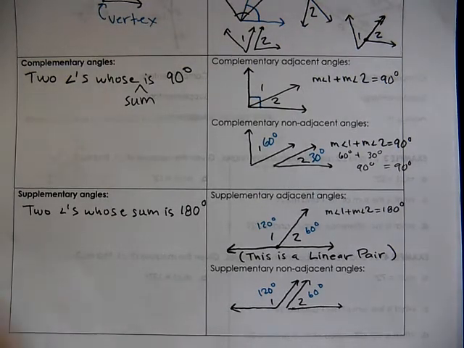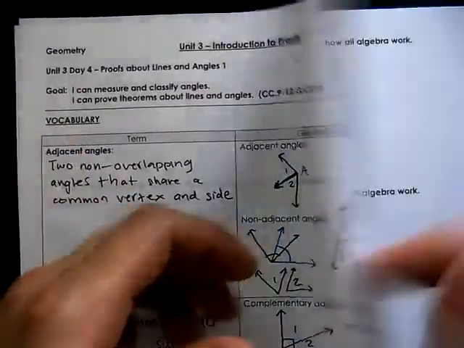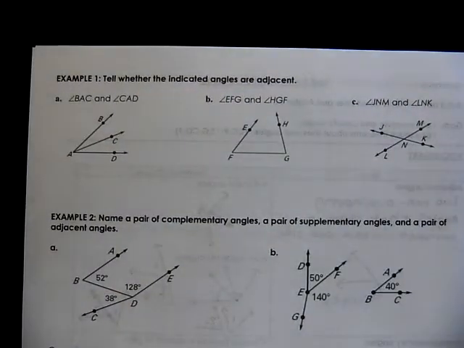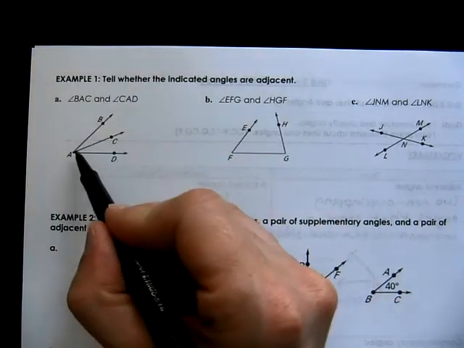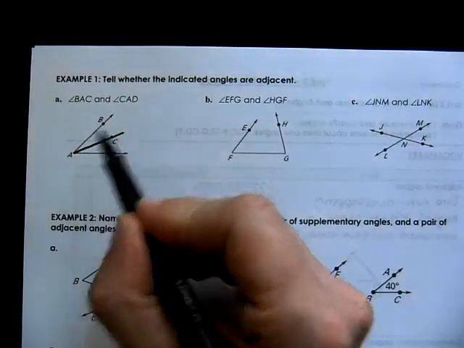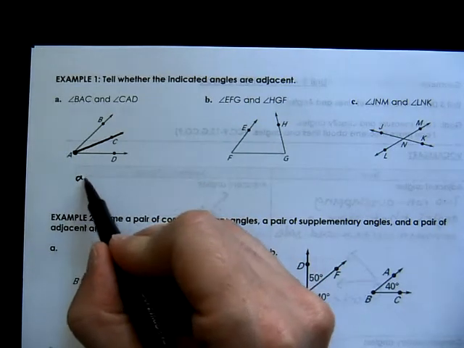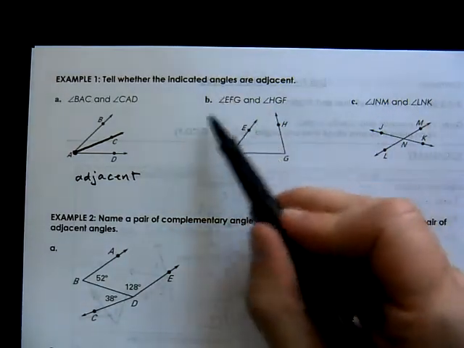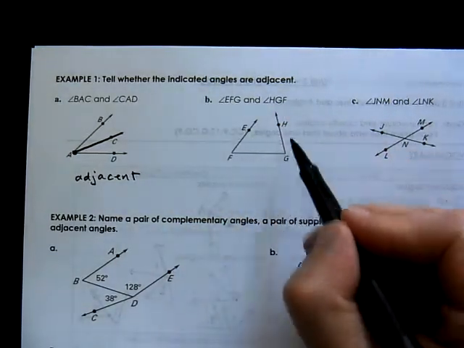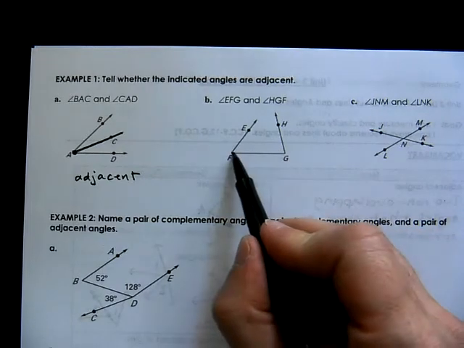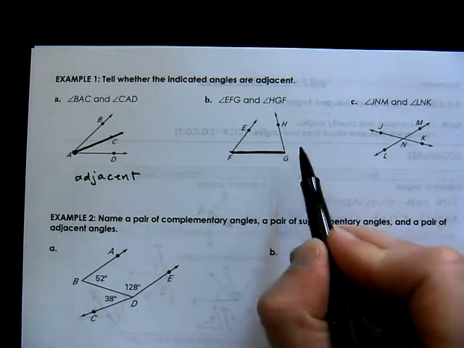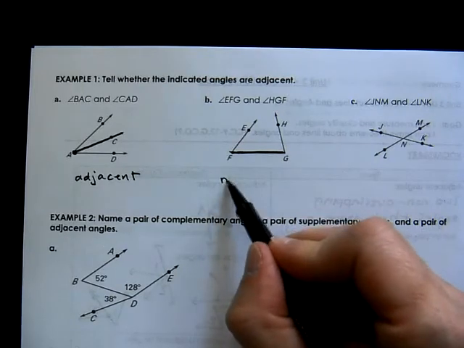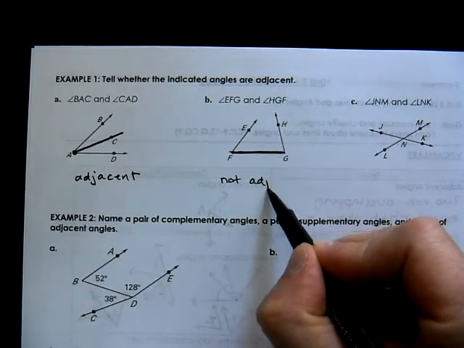Alright, turn the page. The first few examples are really just practicing these vocabulary words. Example 1, tell whether the indicated angles are adjacent. So we want to know, do the two angles share a common side? Do they share a common vertex? Yes, these are adjacent. Here in part B, this is one angle, this is a second angle. Notice they do share a common side, but they don't share a common vertex. So they are not adjacent.